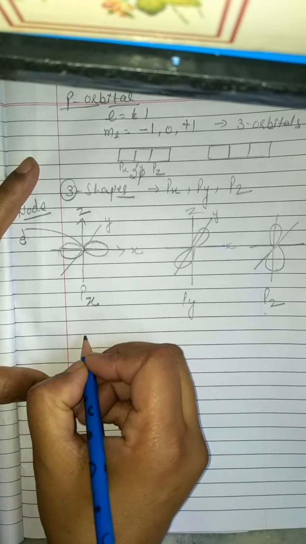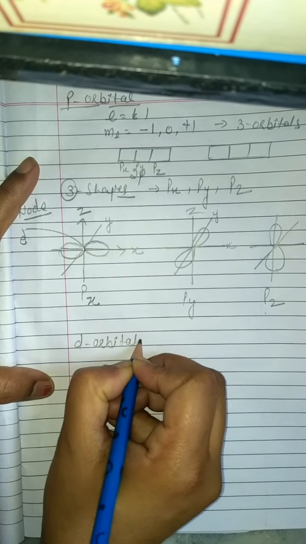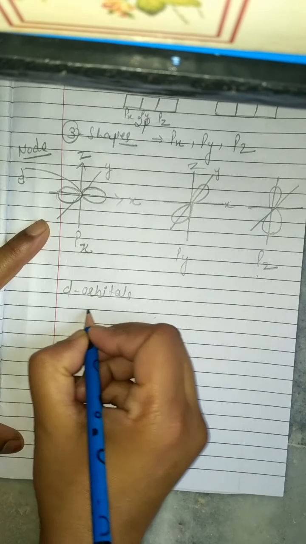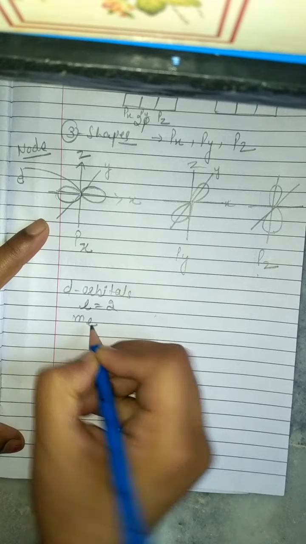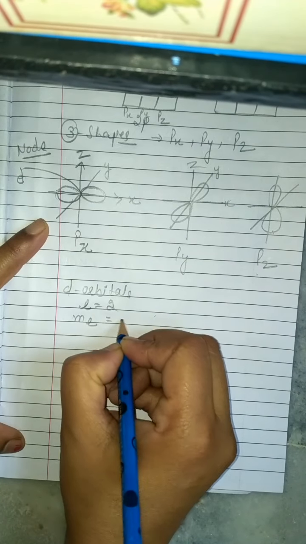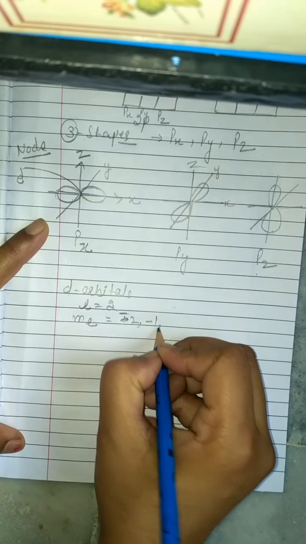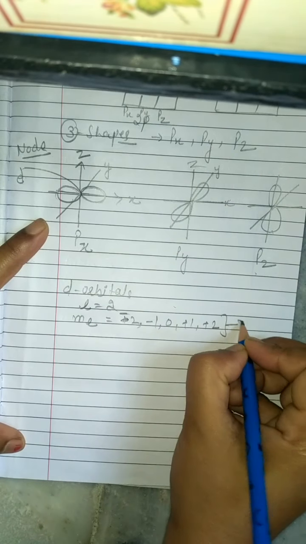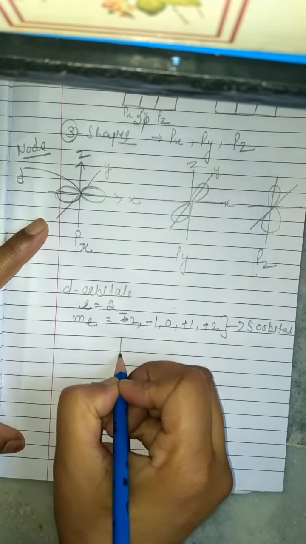Next, we have to discuss the d orbitals. Shapes of d orbitals. In the case of d orbitals, the value of L is equal to 2. ml is equal to plus 2, minus 2, minus 1, 0, plus 1, plus 2. In that case, 5 orbitals are present. We mention them like this.